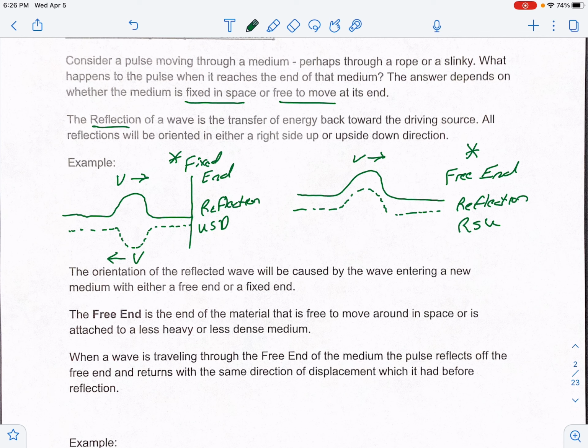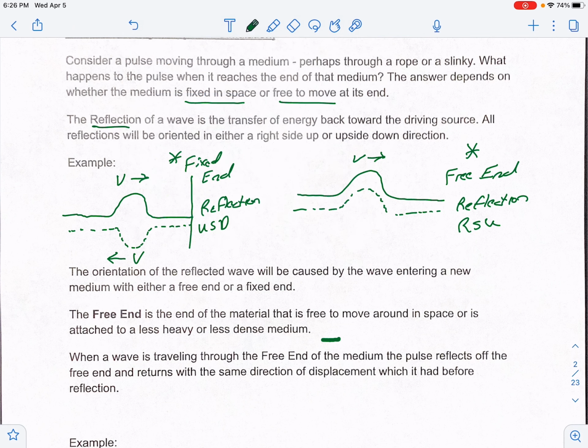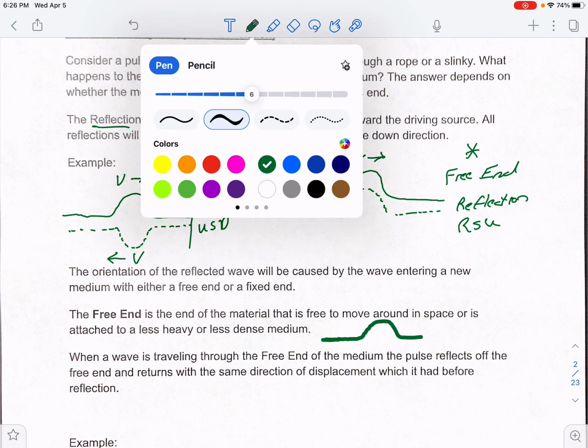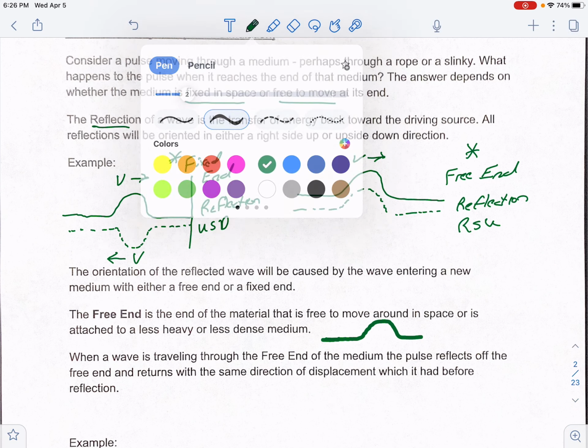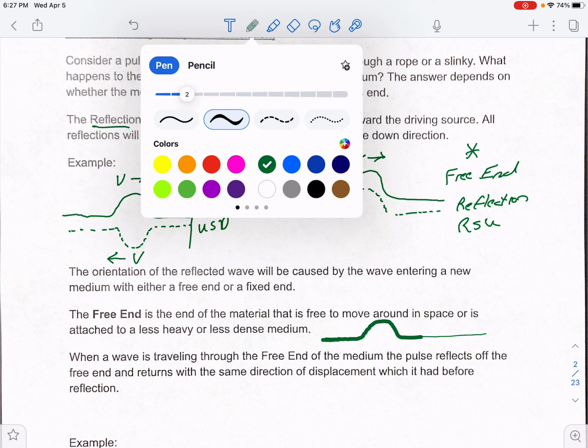So the free end is the end of a material that is free to move around in space, or is attached to a less heavy or less dense medium. So it doesn't have to necessarily be free, like not attached to anything, but let's say you had, let's see if I can make this a little thicker. Okay, so say I had a rope like this, so a rope this thick, and I send a wave down. Now let's say it's attached to a skinnier rope. Okay, so now that's the other part of my rope. That would still be considered a free end, okay, because you went from a more dense to a less dense.